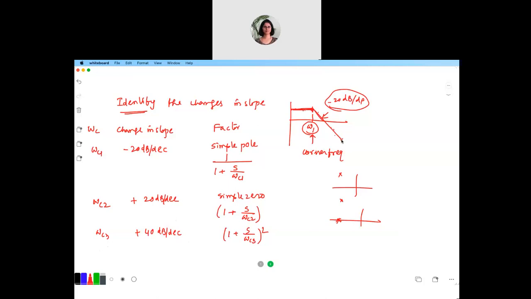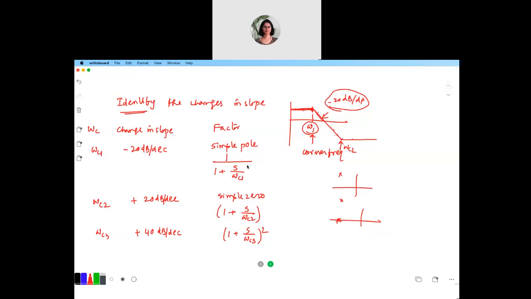If I have here, now this is minus 20, now it is again 0. So what is the change? Here it is 0, it was minus 20. So the change in slope is plus 20. So what do I get? Plus 20 means simple 0. So 1 plus s by omega c2, if this frequency is omega c2. So that is how I calculate.